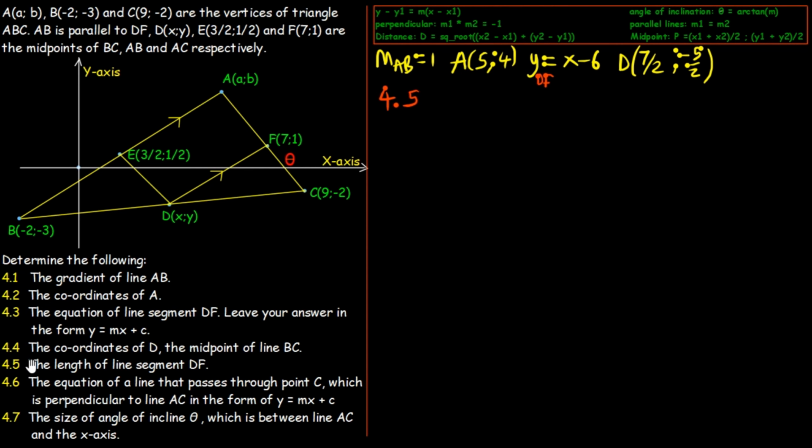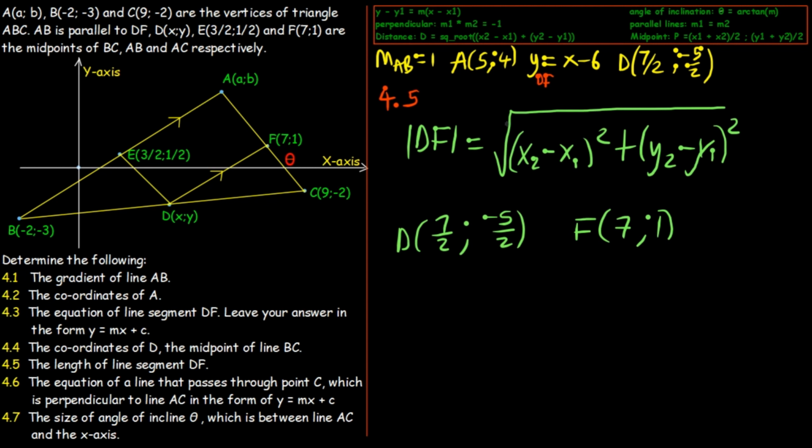So we are now on problem 4.5, where we need the length of the segment DF. Alright, so we'll use this formula. We say root of, in brackets, x subscript 2 minus x subscript 1, squared, plus in brackets y subscript 2 minus y subscript 1, squared. So modulus of DF is just implying that we need the distance from D to F. So this will be our x1, y1 coordinate. This will be our x2, y2 coordinate. So now let's just substitute and find the distance.